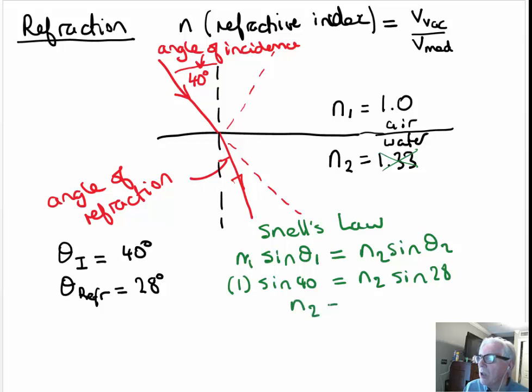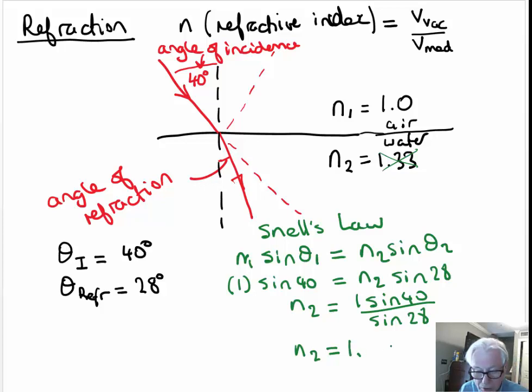So n2 is equal to 1 sine 40 over sine 28. Let's go 1 times sine, I'm on degrees, 40, enter, divided by sine 28, enter. And I'm getting 1.37. Not 1.33.